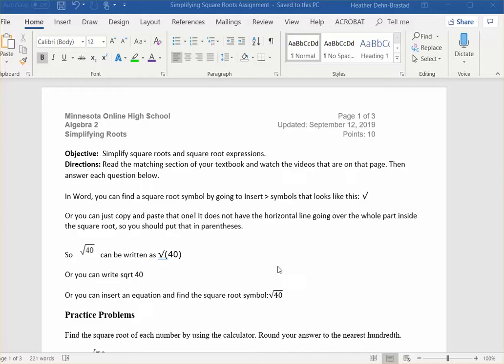In this video, I'm going to go over how to simplify roots. In this lesson, I'll be simplifying square roots. And one of the biggest problems is, if you're typing, how do you make a square root?